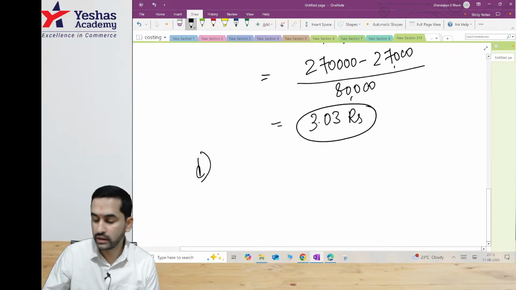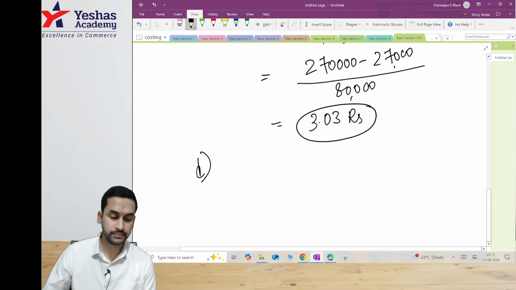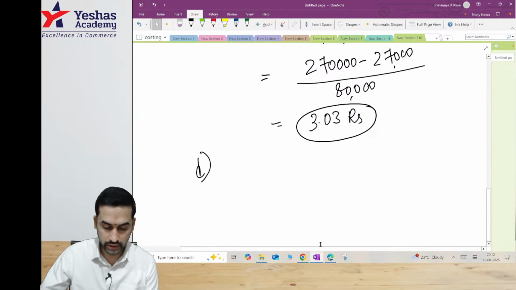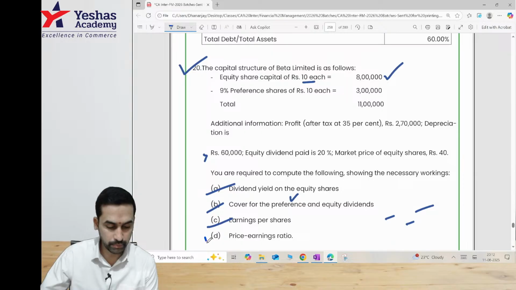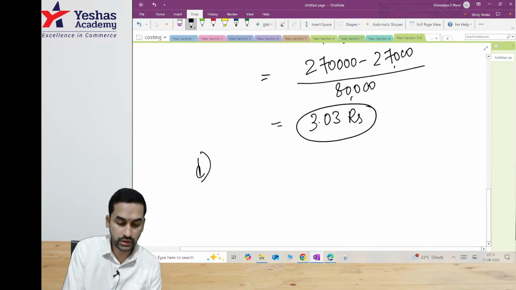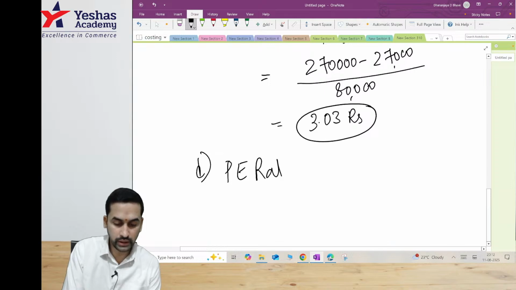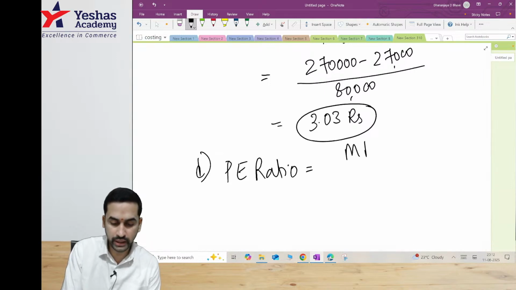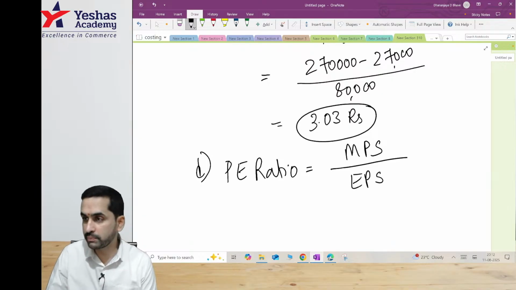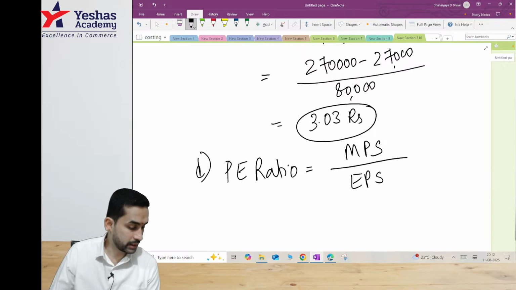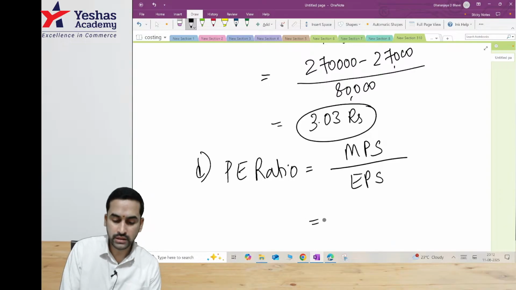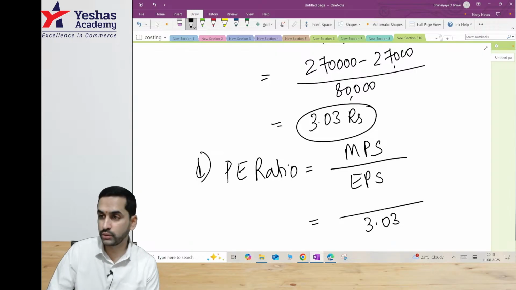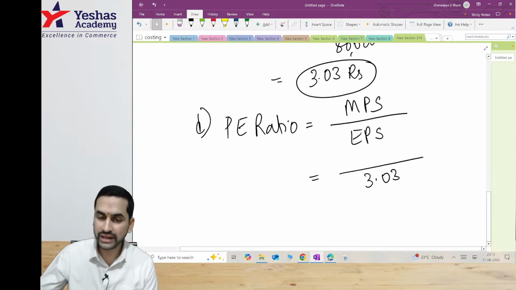Done. Sub question D. They are asking you price earning ratio, PE ratio. What is the formula for PE ratio? MPS by EPS. Market price of the share by earning per share. Sir, EPS we calculated just now. So denominator is ready, 3.03. Correct? Good.